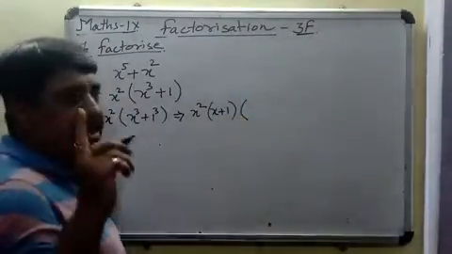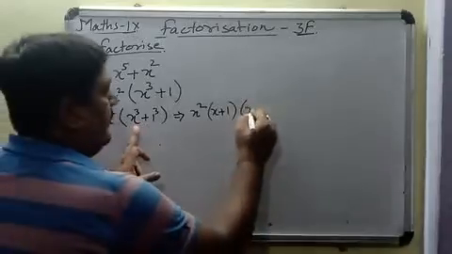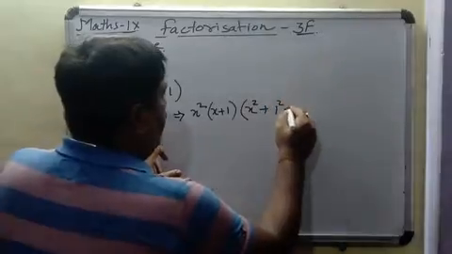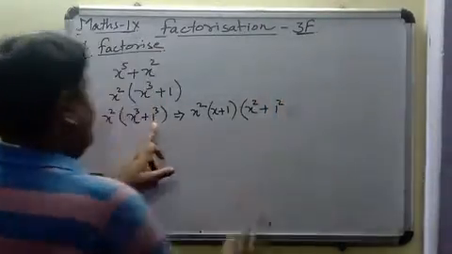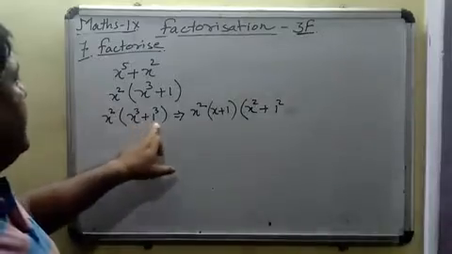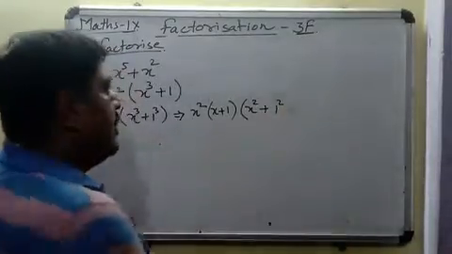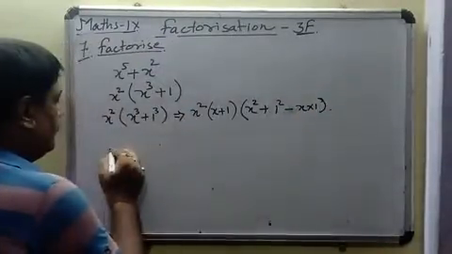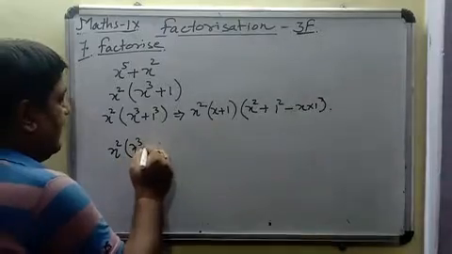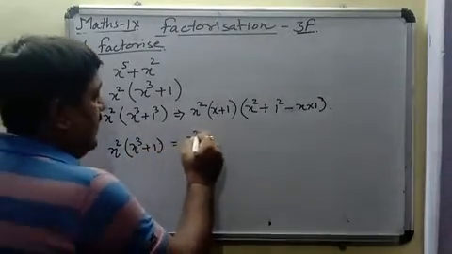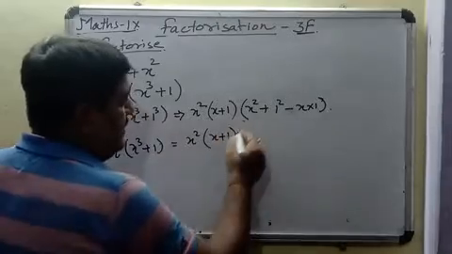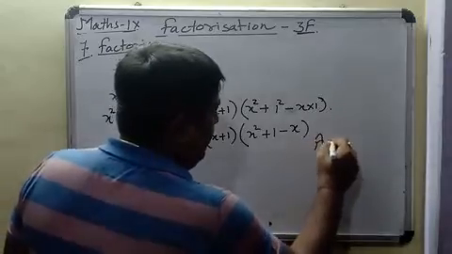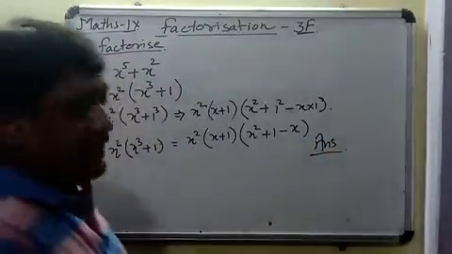In the second bracket we will have a square, a means x square, plus b square, that means 1 square, and minus, since we are using the formula of a cube plus b cube, here we will have minus a into b. So this will become x square in the bracket, x plus 1; in the second bracket, x square plus 1 minus x. This is the expanded form of this particular question number 7.